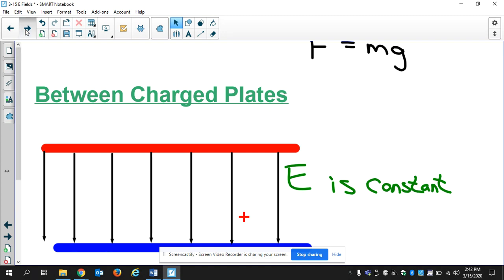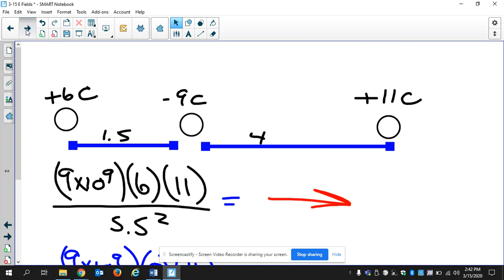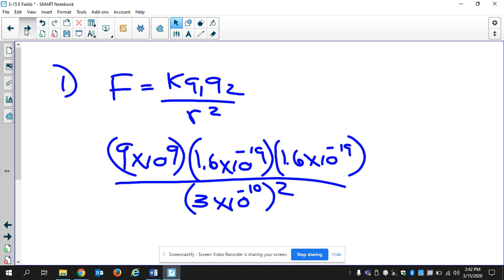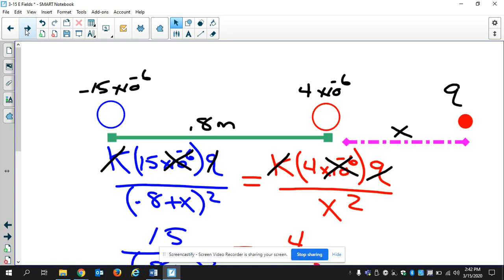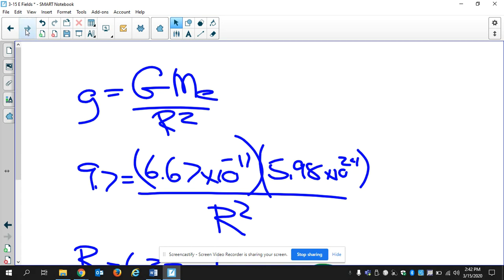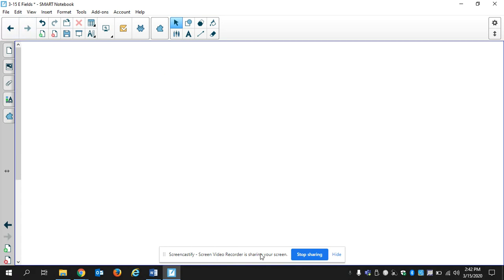And then if you look through the rest of the notes, here are some sample problems that would relate to things we've done. There's a null point question, and the rest of the stuff is spread out there for you.